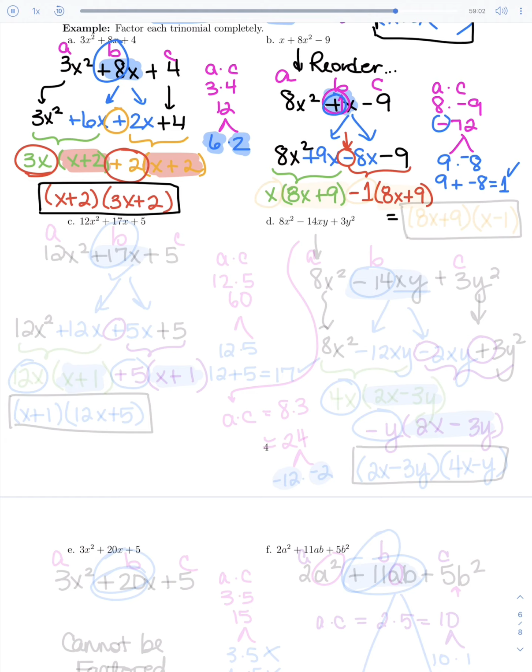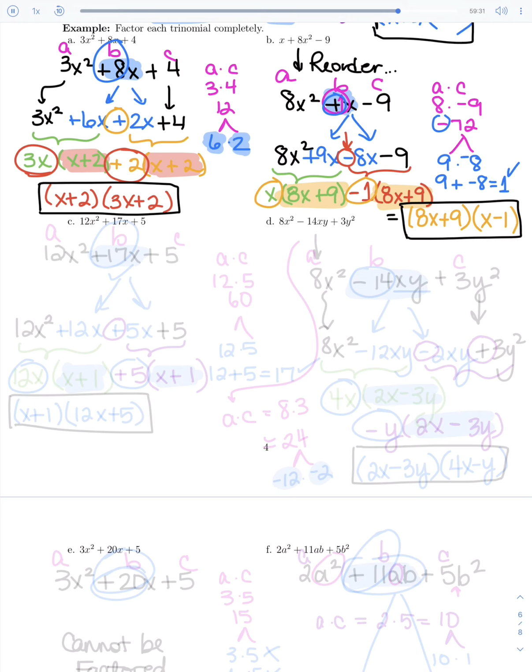So let's see. I've got a common factor of 8x plus 9. That'll leave me with an 8x plus 9 times, let's see, an x minus 1. That's going to be left over. Again, because it's leftovers, it's going inside of its own set of parentheses, and that's my final answer. I've got an 8x plus 9 times an x minus 1.